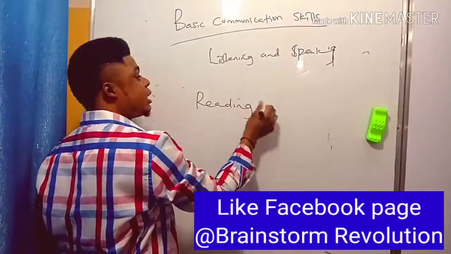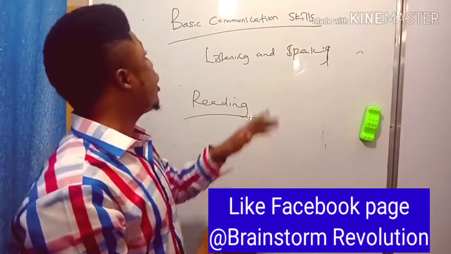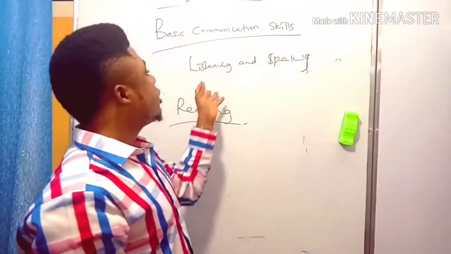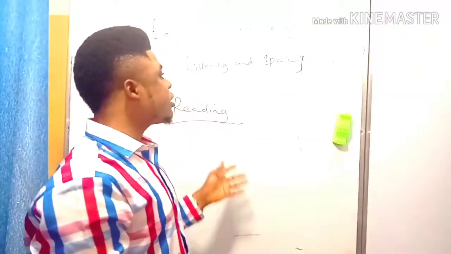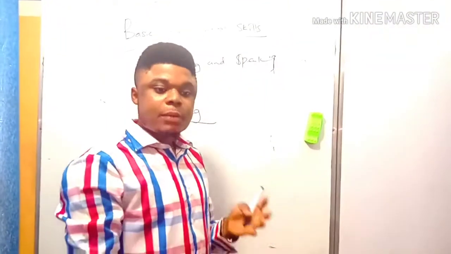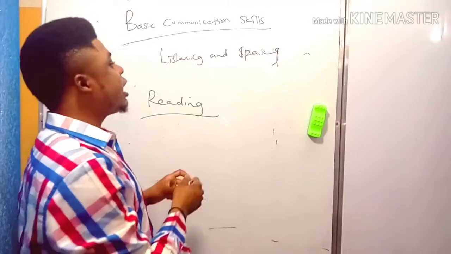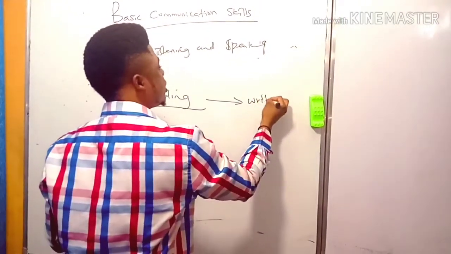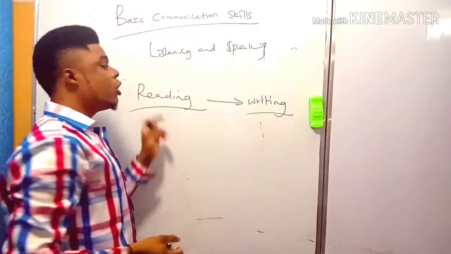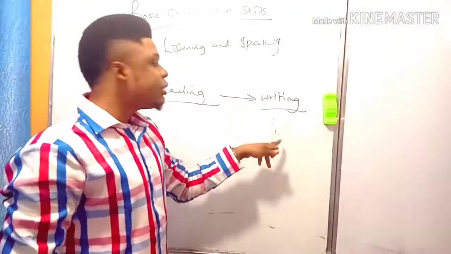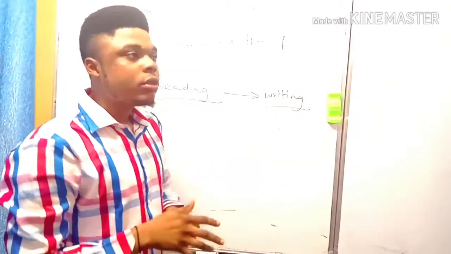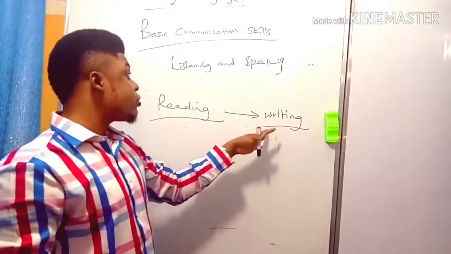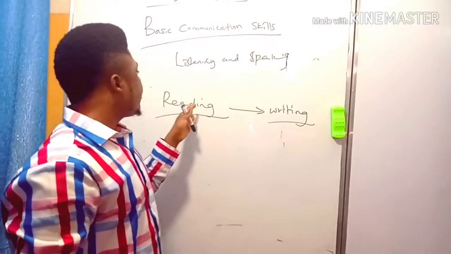Reading is an advanced form of communication, because when you've learned how to listen as a child and you've learned how to speak, you would obviously want to read what someone else must have written. So reading is heavily contrasted with writing, because what do you read? You read written materials, things that have been written down, like texts and novels and stuff.